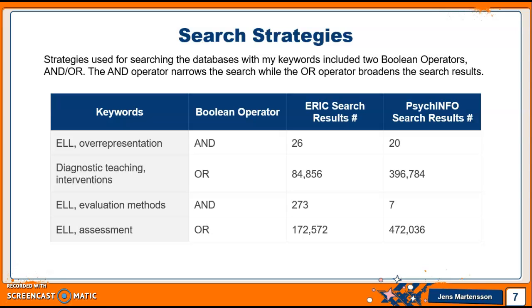The search strategies that I focused on were two Boolean operators, an OR and an AND. As we know, the AND operator narrows the search while OR broadens the search. Here's a chart of some of the results that I got with the pairings of my keywords, the Boolean operator, and the number of results I got on ERIC and PsycInfo. AND definitely narrowed the search while OR broadened it a bit too much for my liking, so I used the AND operator more than the OR.